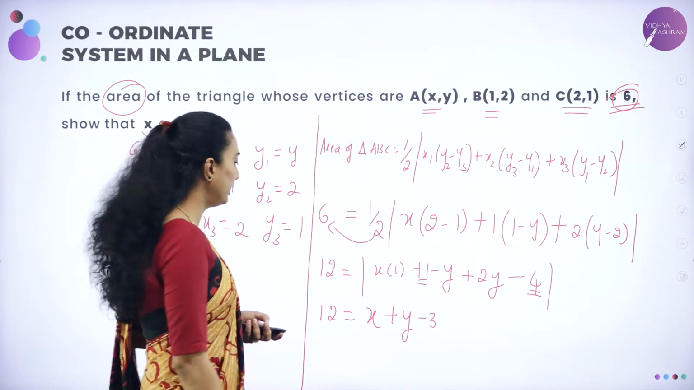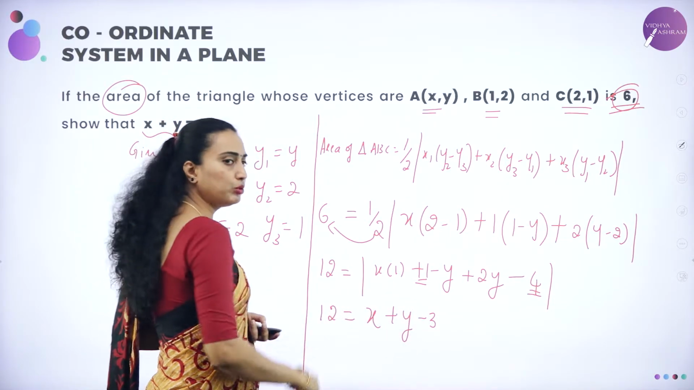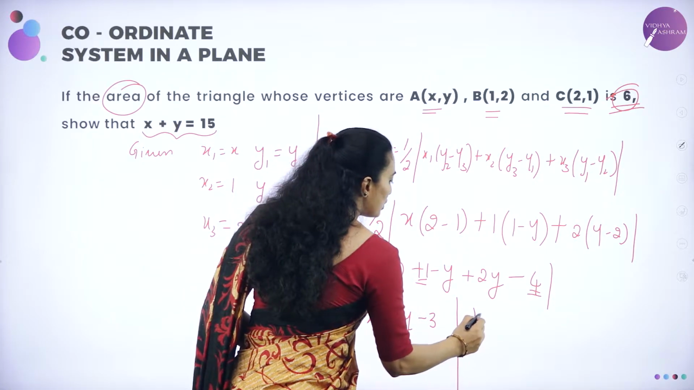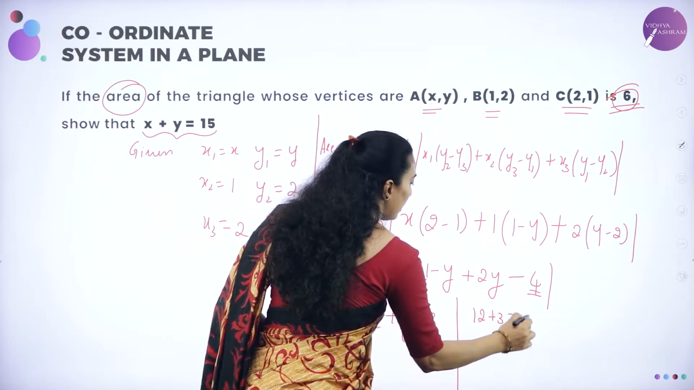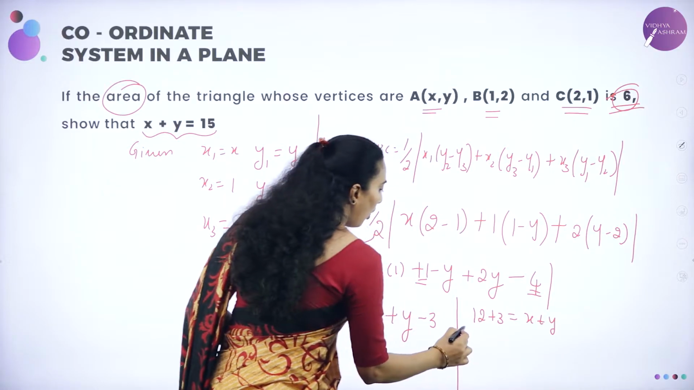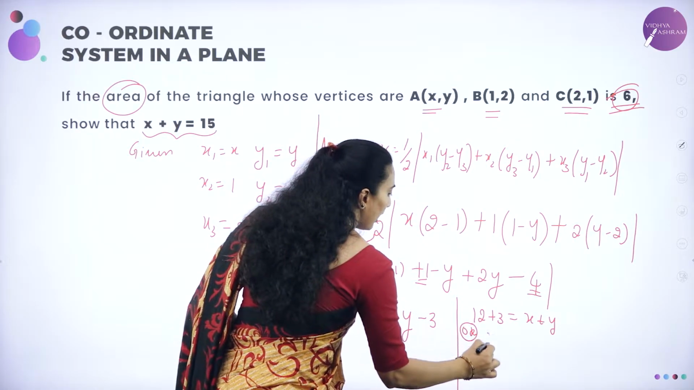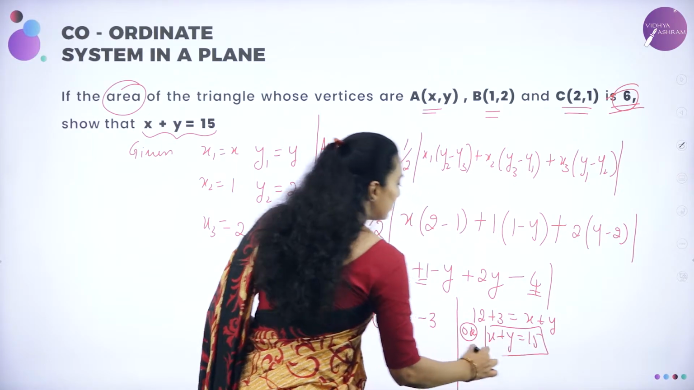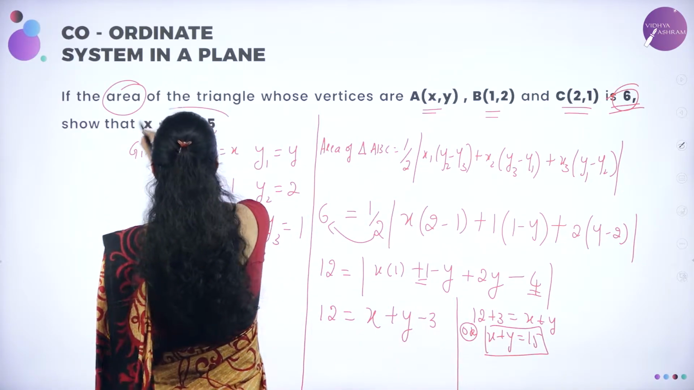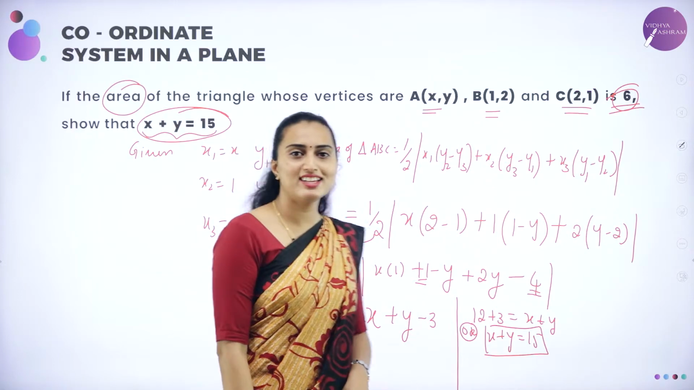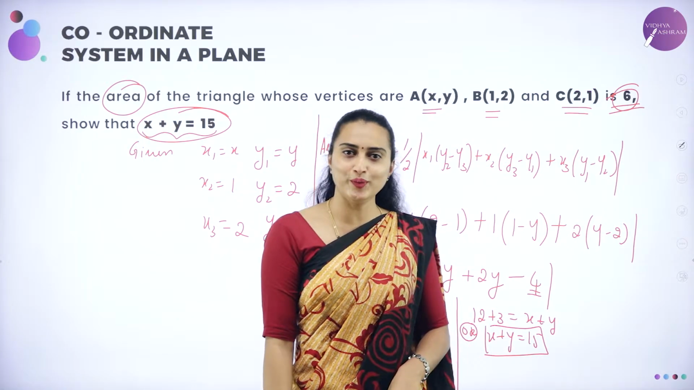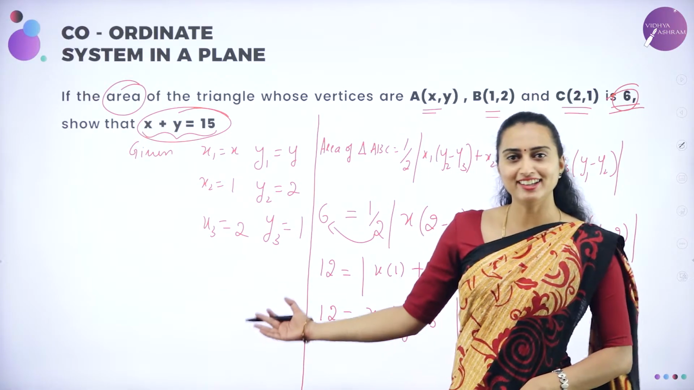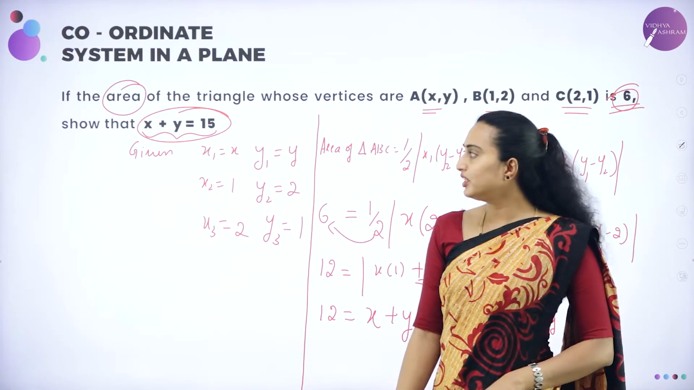So what happens to the condition? Let me bring this minus 3 to this side. What will it become? Plus 3. Therefore 12 plus 3 is equal to x plus y, or you can write it as x plus y is equal to 15. That is your answer. That's what they asked you to show, isn't it? Is that easier, dear students, to prove by using the formula of area of a triangle? So let me move on to the next question.